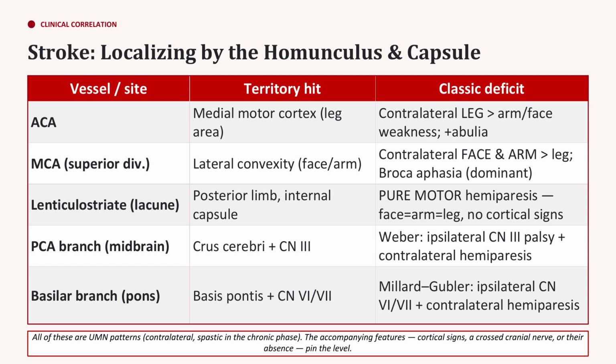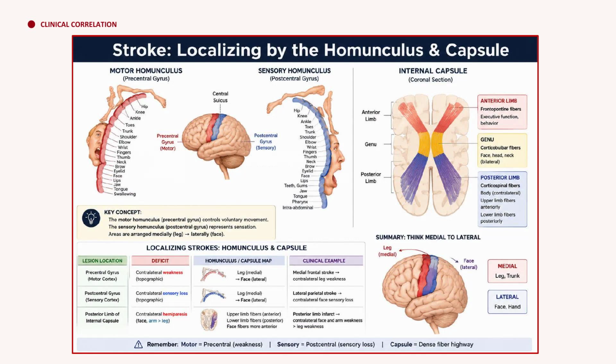Cortical signs push you high, a crossed cranial nerve puts you in the brainstem. The clean absence of both localizes to the capsule. That is the entire logic of motor stroke localization. This is the stroke localizer, and it rewards a careful read.